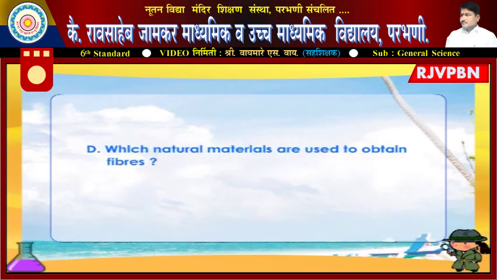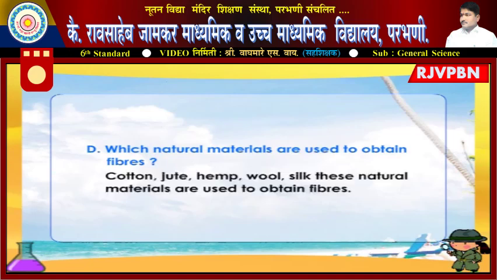Which natural materials are used to obtain fibers? Cotton, jute, hemp, wool, silk. These natural materials are used to obtain fibers.